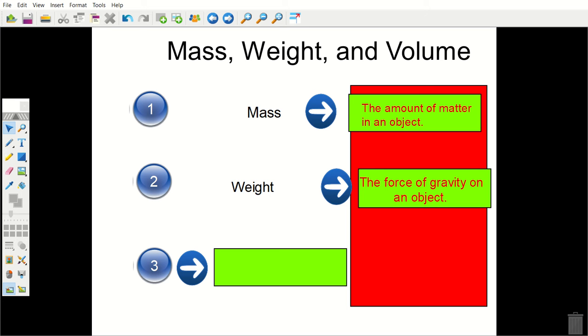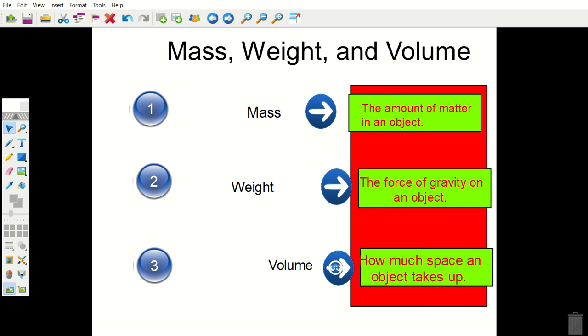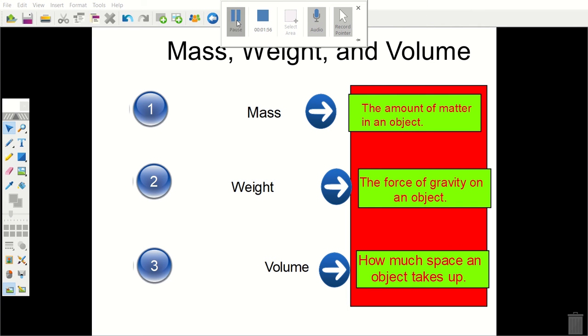And the next concept is volume. Volume is how much space an object takes up, which we know from math this year. So again, to reiterate, mass is the amount of matter in an object. The more matter you have in an object, the more gravity can pull down on you, so therefore the more weight you have. And volume is how much space an object takes up.